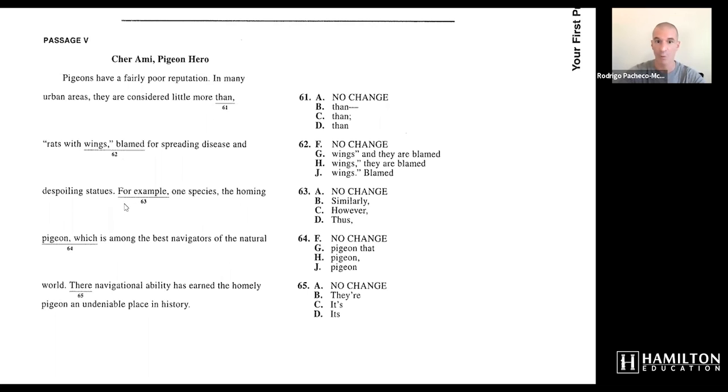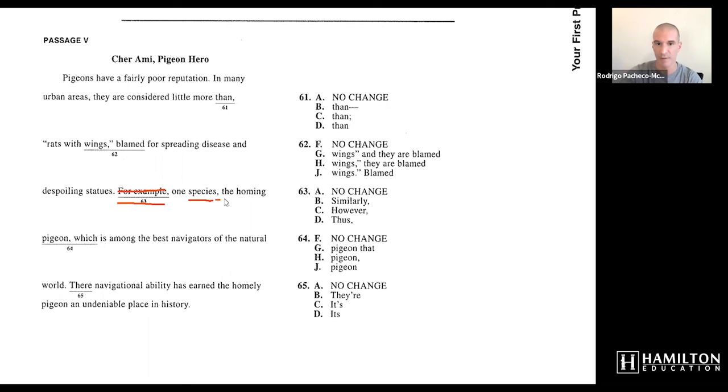So we have, however, one species, the homing pigeon, then with F no change, which is among the best navigators of the natural world. So looking at the sentence structure here, we have an interjection, and we know that interjections are non-essential, so we can ignore this interjection. One species, this is where we would imagine the clause would begin. Okay, that means that species should be the subject.